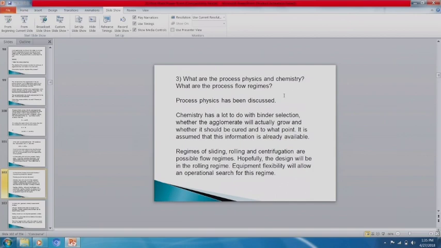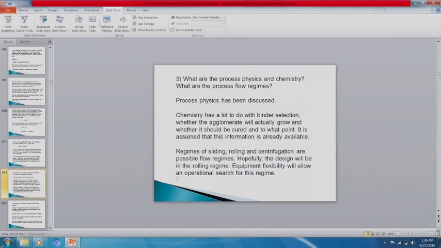So, what are the process physics and chemistry? What are the process flow regimes? Process physics is discussed. Chemistry has a lot to do with the binder selection, okay? Formulation question, basically. Whether or not the agglomerate actually grows, what the percent moisture is, should it be cured, to what point it should be cured, all this is information that should be already available.